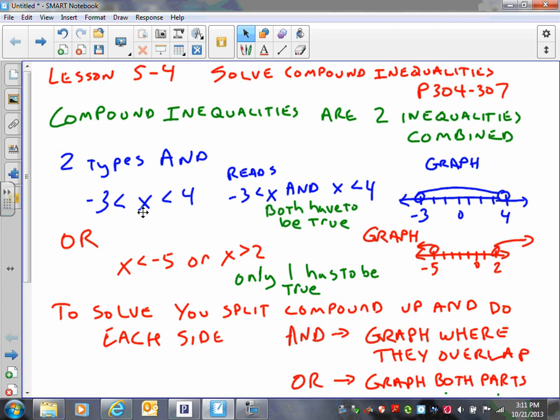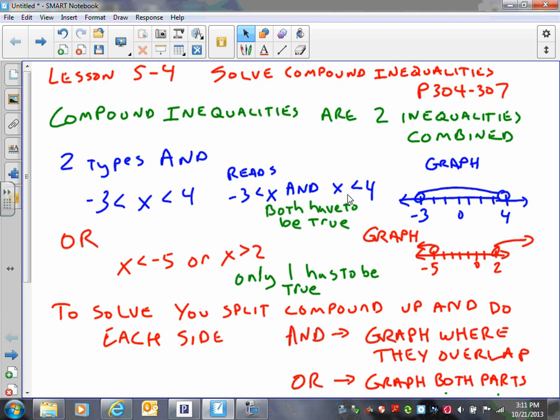You have two types. Something like this: negative 3 less than x less than 4. Sometimes you may see it written like this, and you'll have to convert back and forth: negative 3 less than x and x less than 4. With an AND statement, both of these statements must be true at the same time.